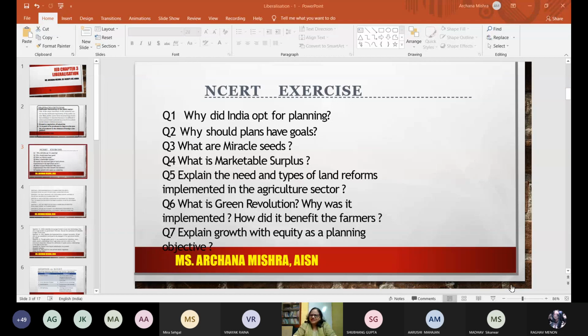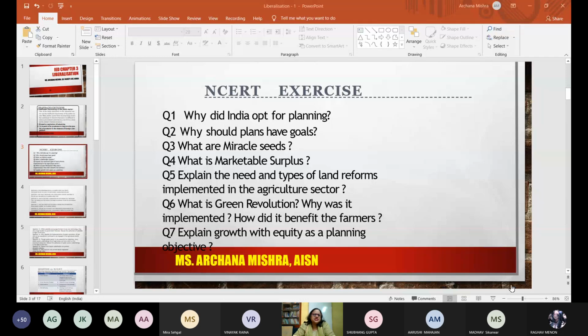So good question. It can be a 1 marker, it can be a 3 marker also, children. Good response. Explain the need and type of land reforms. Here we have not only discussed the need, we have also discussed the types, that is, consolidation of land holdings, land ceiling, and cooperatives. So do talk about abolition of intermediaries, land to the tillers, then fixing the amount of land a person can own. So all this will come here. We have really discussed it in detail.